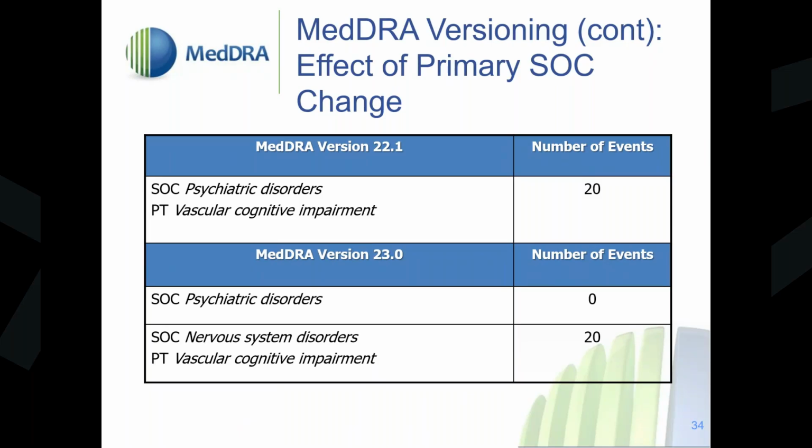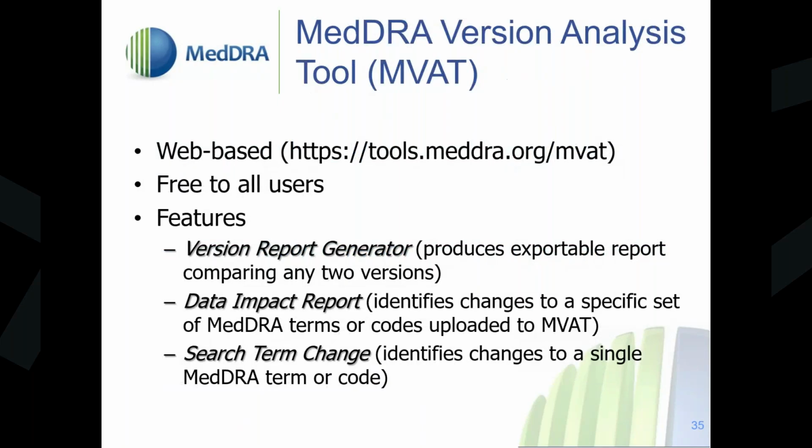So in a primary SOC output of data, if you're looking at your data defaulted to the primary SOC, you're going to think these 20 cases of vascular cognitive impairment just disappeared, but they didn't disappear. They moved under a different SOC. So it is important for you to learn about the MedDRA version analysis and how to leverage that tool. We're going to go a little bit over the tool and give you a quick demo.